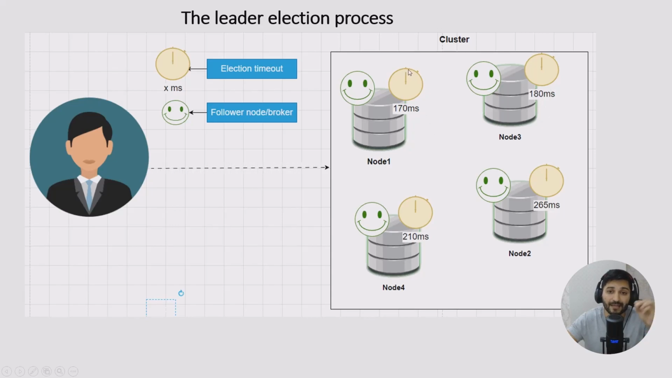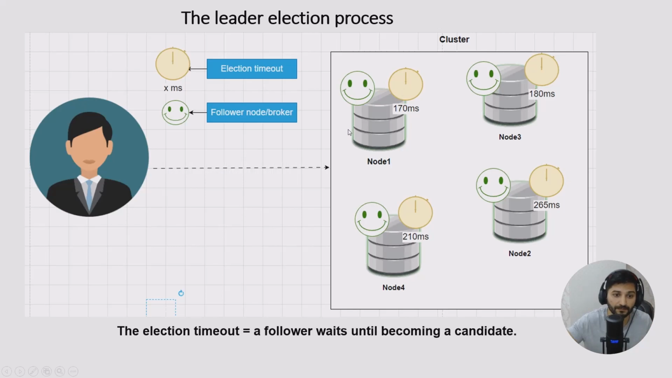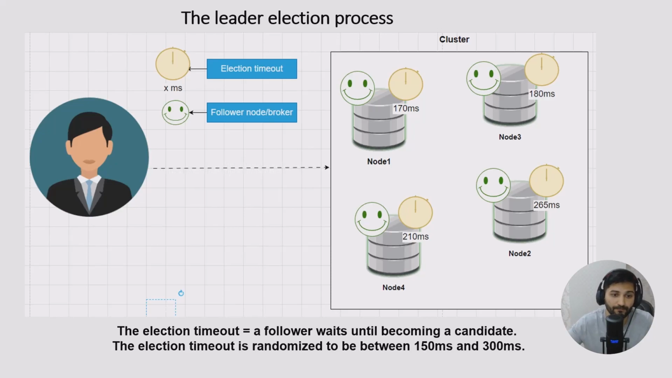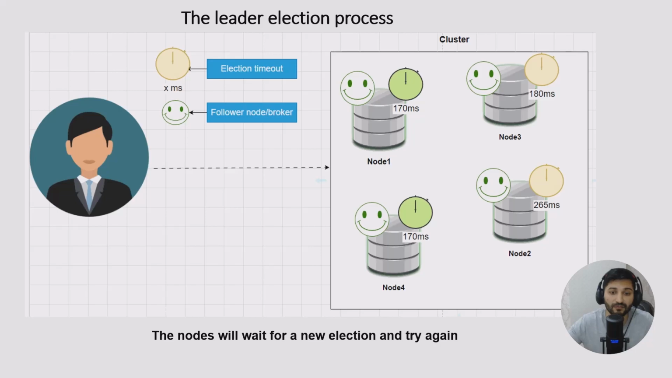It means when the timeout ends, for example, node 1 has the least value in our servers. Node 1 is going to be our leader because it has the least timeout value. This is called the election timeout. The election timeout is a follower timeout that waits for a follower to become a candidate. It is randomized to be between 150 and 300 milliseconds. Nodes will wait for a new election and try again only if we have multiple candidates.